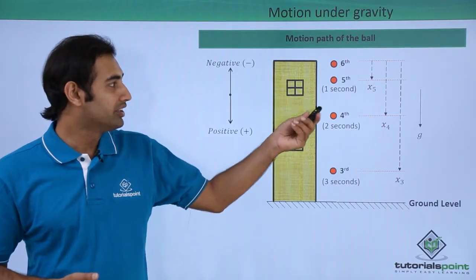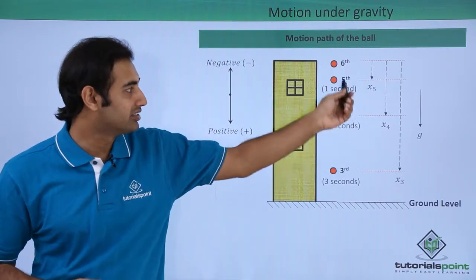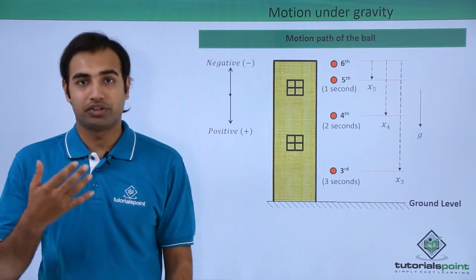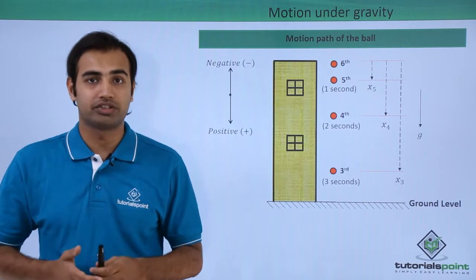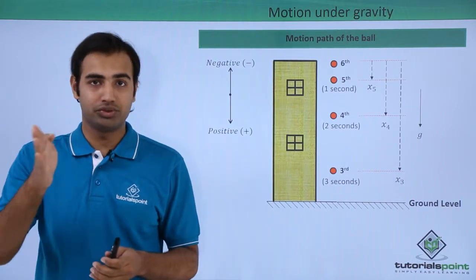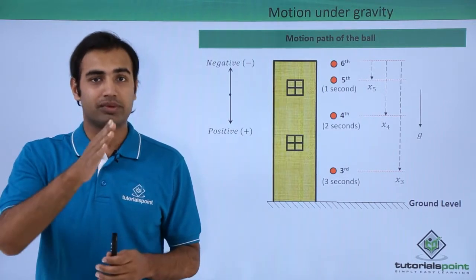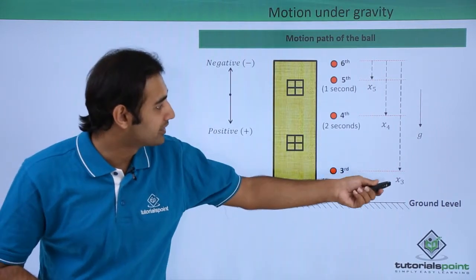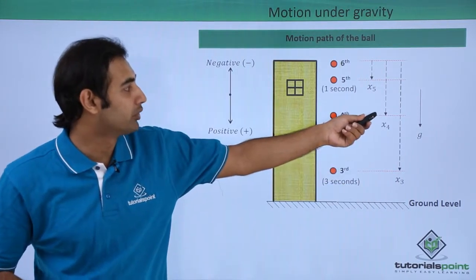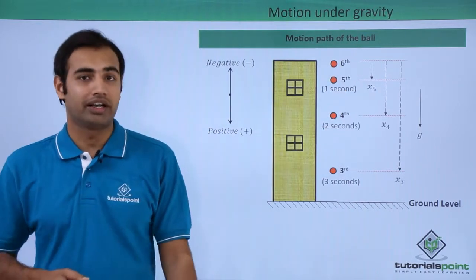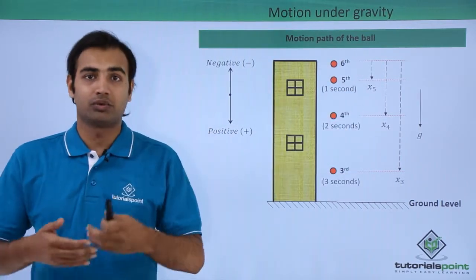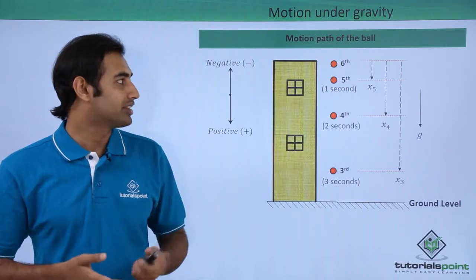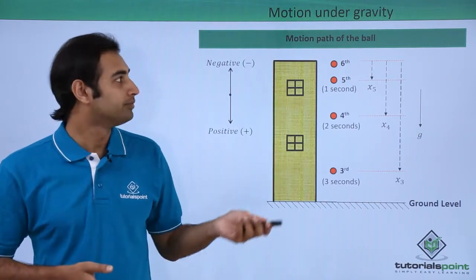Now in this you can clearly see the displacement is quadratic in nature because of the second equation of motion, which says s is equal to ut plus half at square. So displacement is a quadratic function of time. So you can see x3 is significantly large compared to x4, which is large compared to x5. It's not a linear increase, it's a quadratic increase. So let's start solving the question.